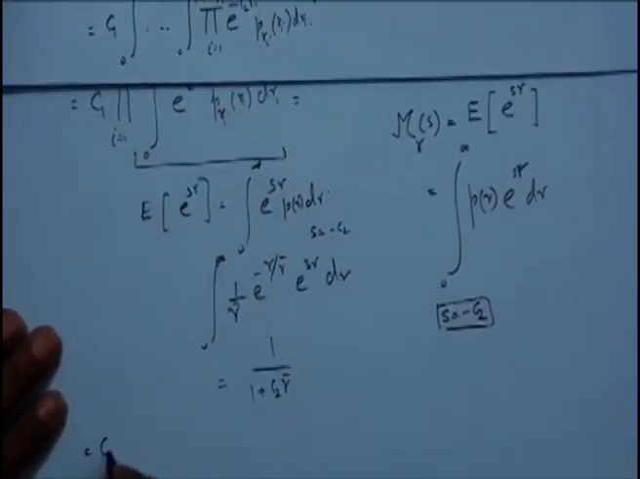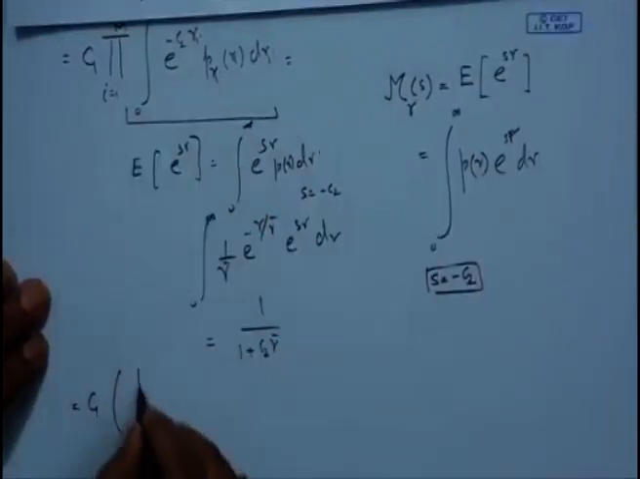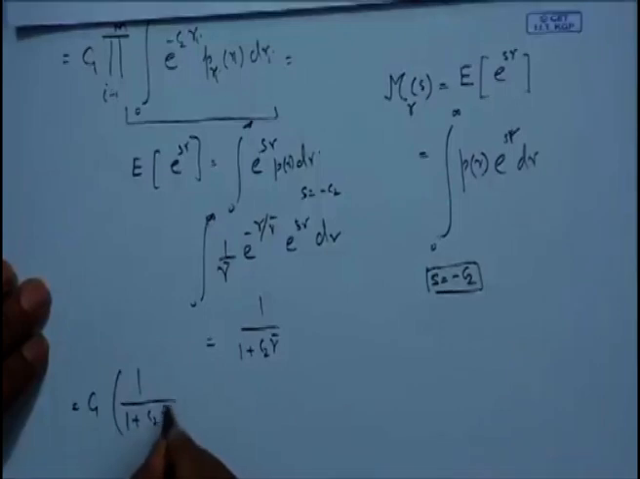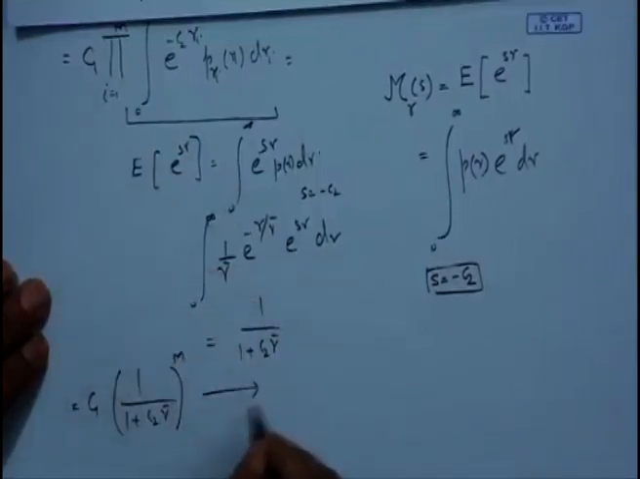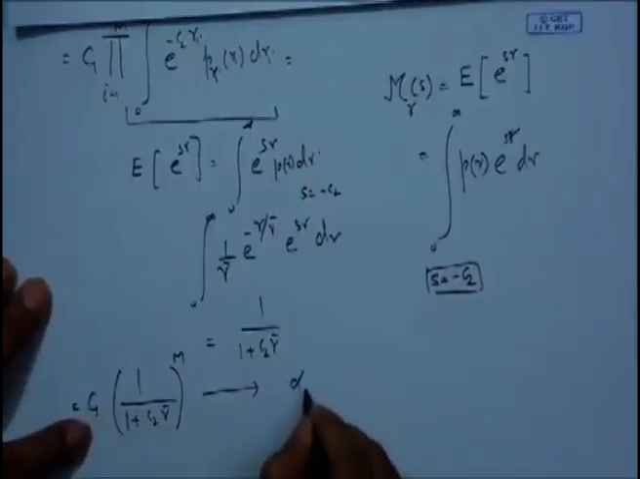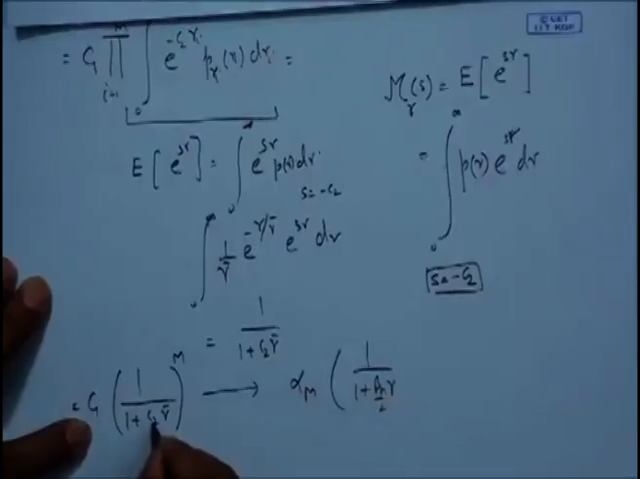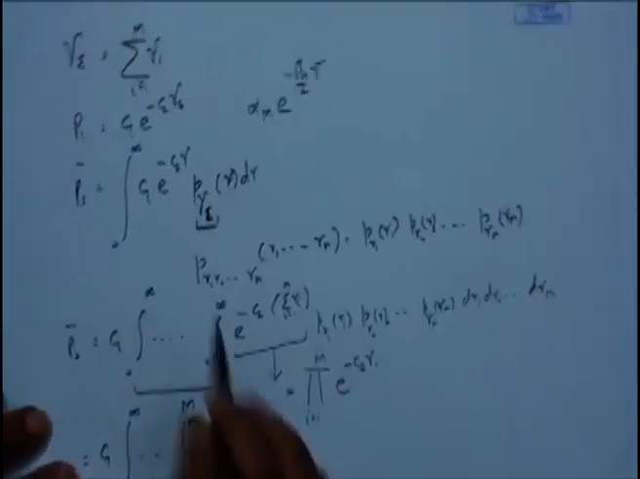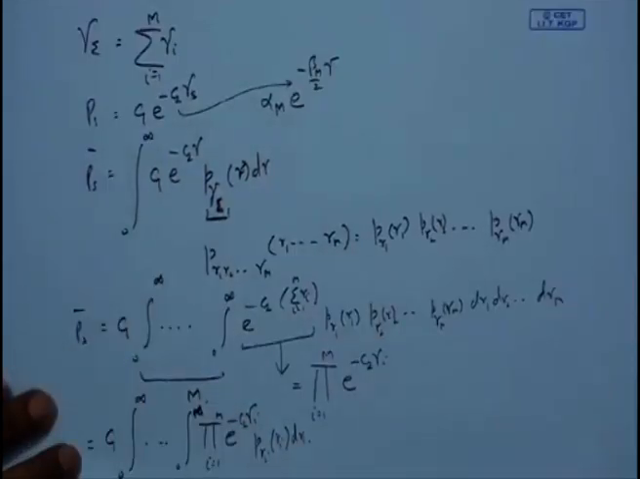So this expression now we can substitute over here. What we get is c1 to the power of m times 1 by 1 plus c2 gamma bar, to the power of m. Again, if we remember what c1 is, we have alpha m, 1 by 1 plus beta m by 2. c2 is beta m by 2. That's what we have identified here. If you see, c2 is basically beta m by 2, so that is what we'll be using.